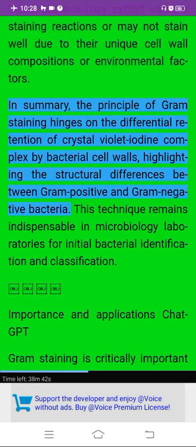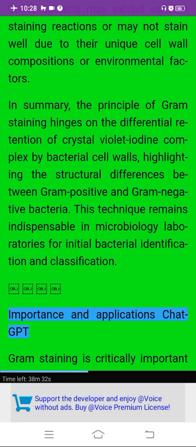environmental factors. In summary, the principle of gram staining hinges on the differential retention of crystal violet iodine complex by bacterial cell walls, highlighting the structural differences between gram-positive and gram-negative bacteria. This technique remains indispensable in microbiology laboratories for initial bacterial identification and classification.